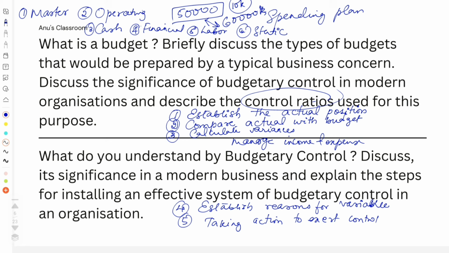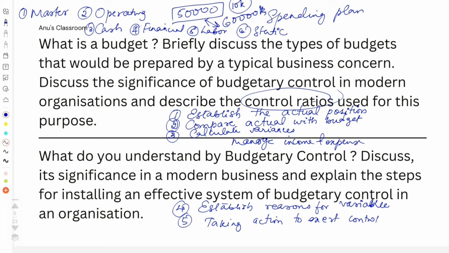So what are control ratios? Under a budgetary control system, the actual performance is always compared to budgeted performance, right? That's to enable the identification of variances. Variances are where our budget is differing from what we have, right? So when these deviations or variations are expressed in terms of ratios, then these ratios are referred to as control ratios. That's it. Now, there are mainly three types of control ratios, okay?